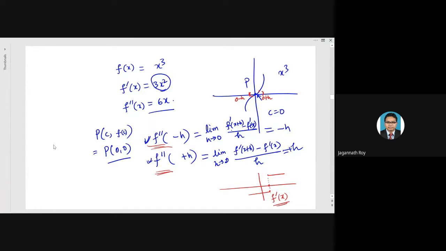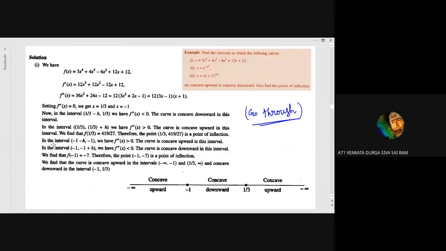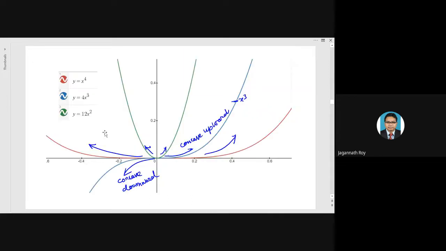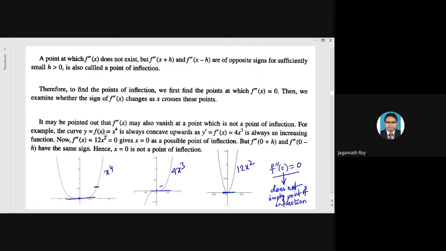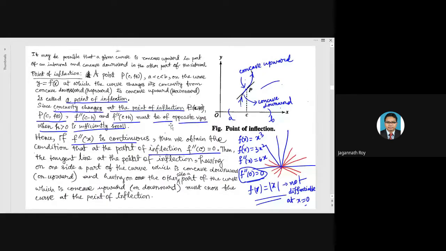Is it clear? Yes, sir. F double dash of x might not be continuous, sir? Yeah, it might not be. It will not be continuous. If it is a point of inflection, then it will have two different signs. See here, if it is an inflection point, then these two values will have opposite signs. That means they are not equal.